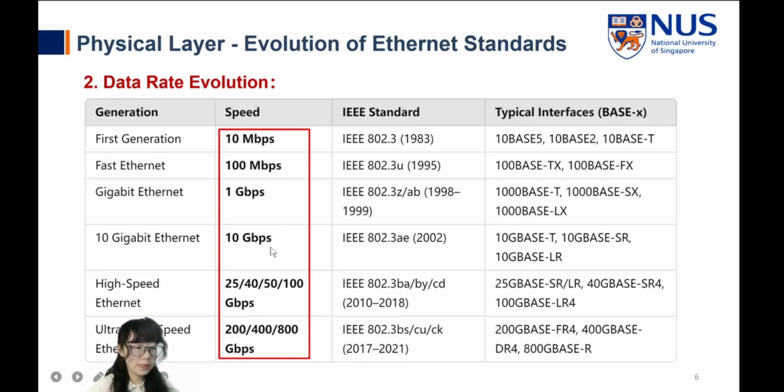Then 10 Gigabit Ethernet followed in the early 2000s, mainly for data centers. After that, we saw high-speed versions like 25, 40, 50, and 100 Gbps. And now we even have ultra-high-speed Ethernet, up to 200, 400, or 800 Gbps, thanks to better encoding and fiber technologies. So in short, Ethernet has grown from a simple office network to a powerful backbone for modern communication.